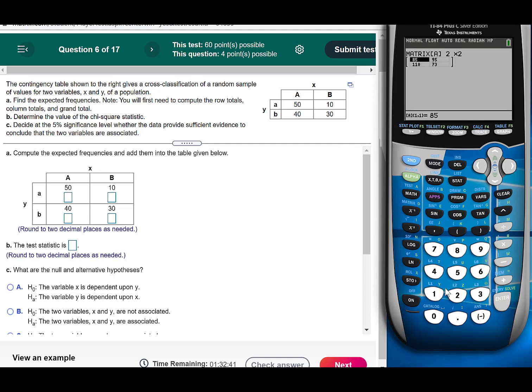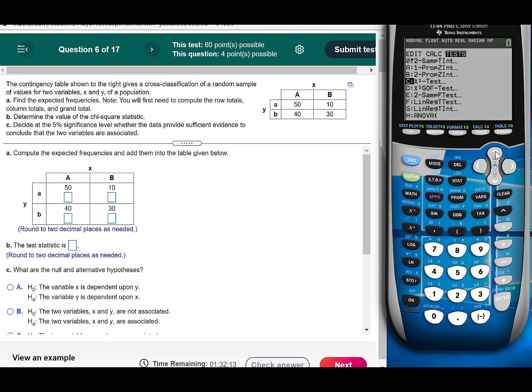Enter the values: 50, 10, 40, and then 30. All right, and now, guys, you can quit. I'm gonna quit. I'm done. And now I go to stat, tests, chi-square test. For this section 12.2, it is a chi-square test.